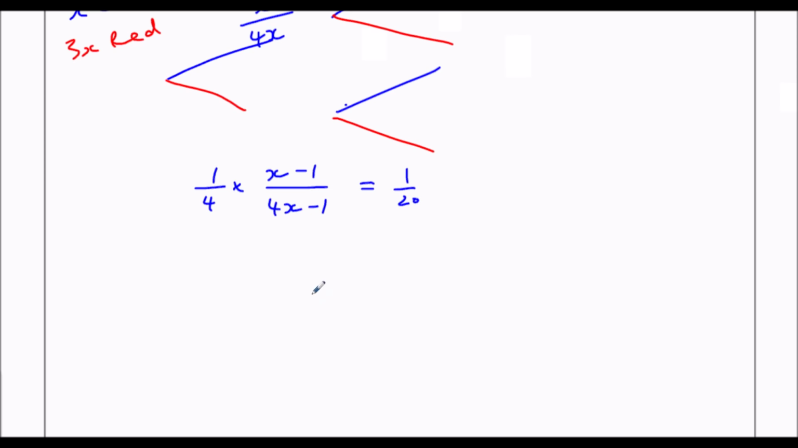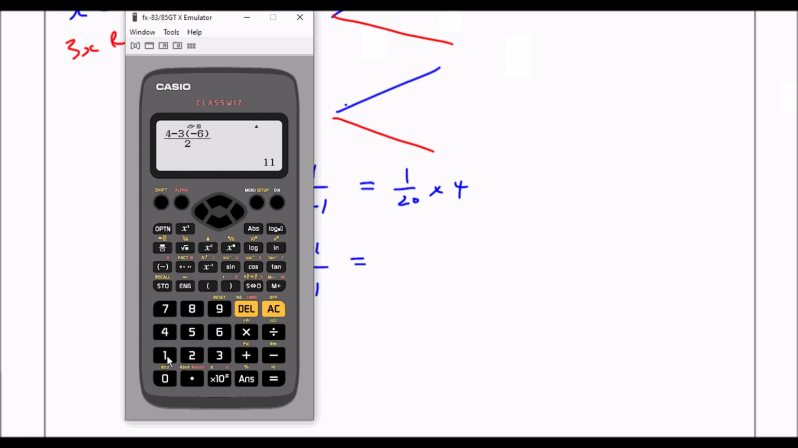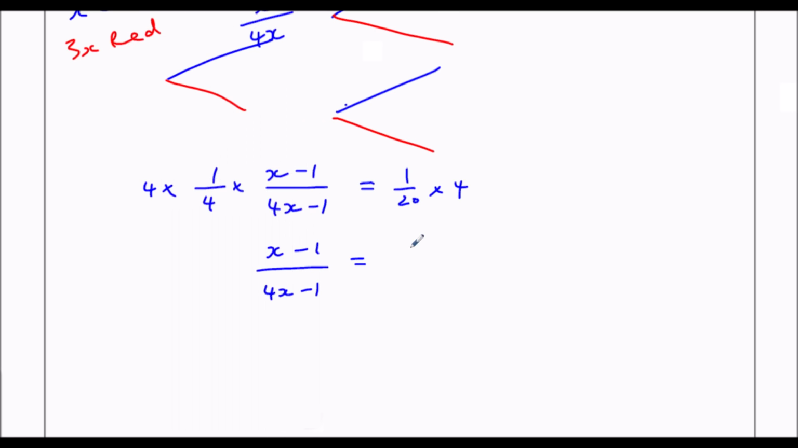So we can get rid of the quarter by multiplying both sides by 4, or we could times the fractions. It's probably easier to times both sides by 4. So if I do 4 times both sides of the equation, 4 times 1/4 is 1. So I've just got (x minus 1) over (4x minus 1) on the left, and a 20th times 4. So 1/20 times 4 is going to be 1/5.